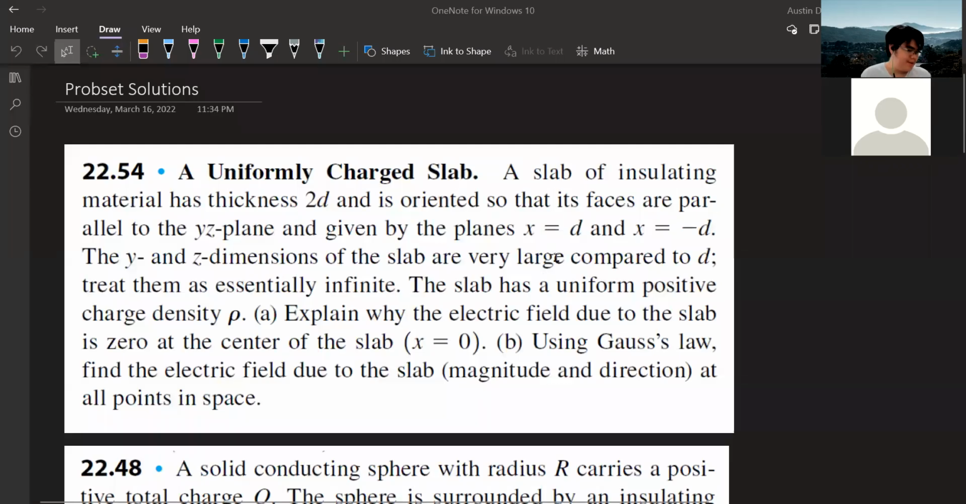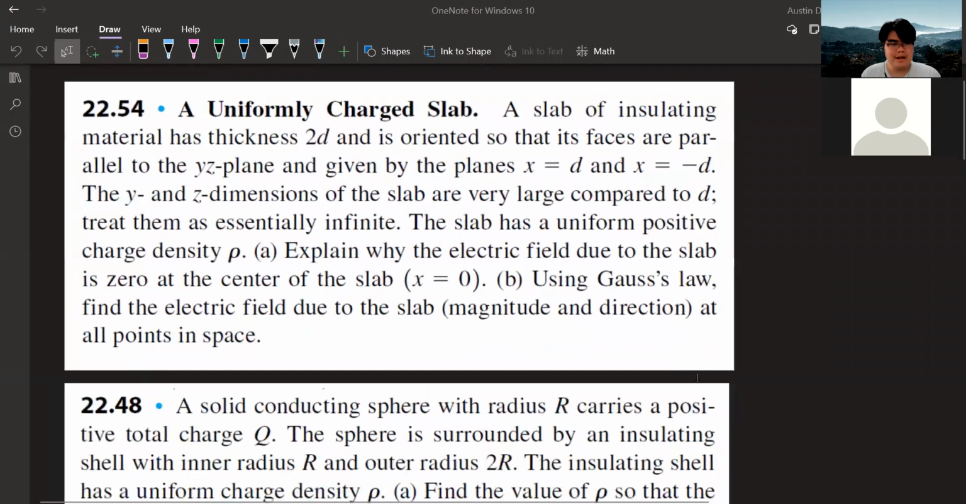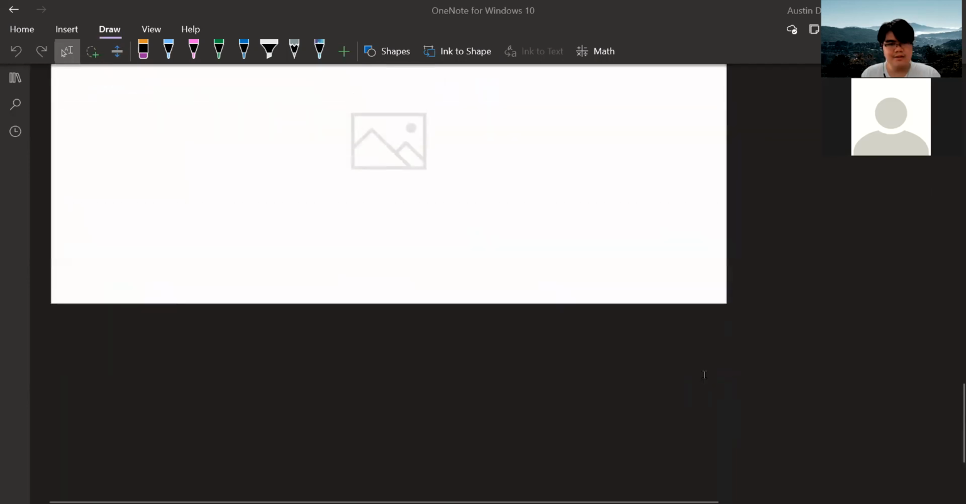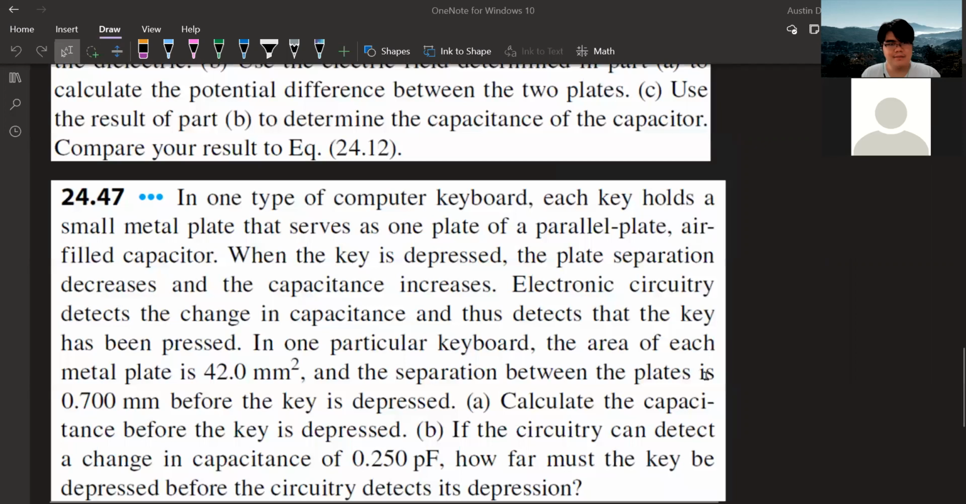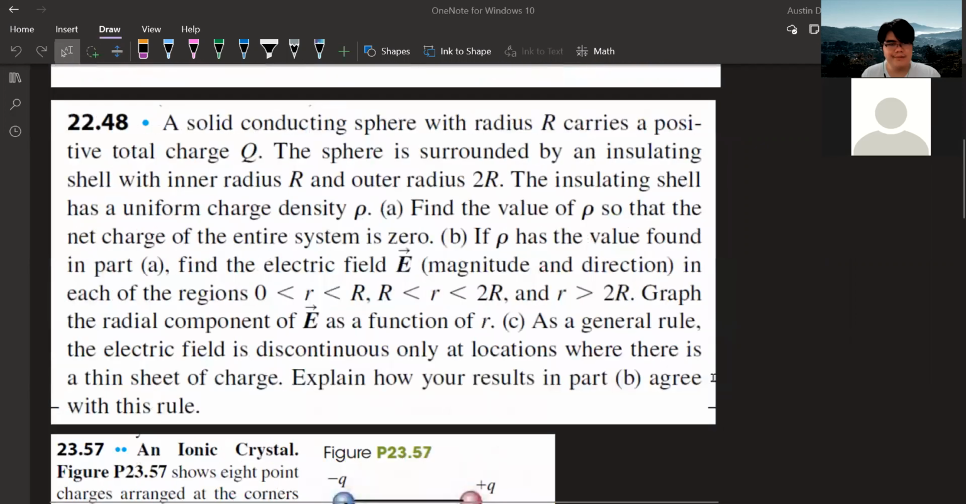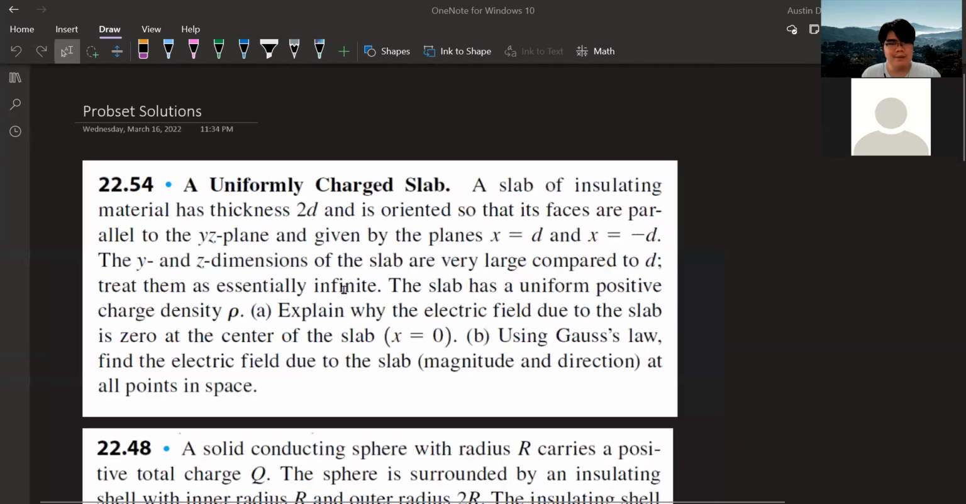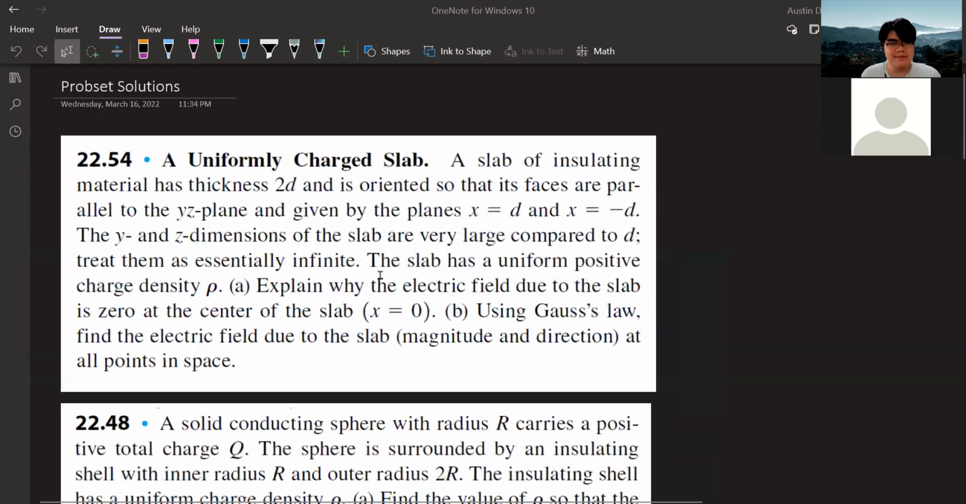Okay, now guys, we discuss the Probset solutions. Alright. So, unang nakasad lang lahat dito yung mga problem set natin. Okay, so let's try one by one. Okay, unang problem would be yung charged slab.